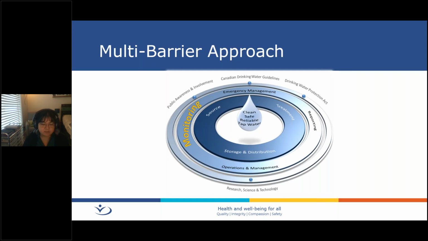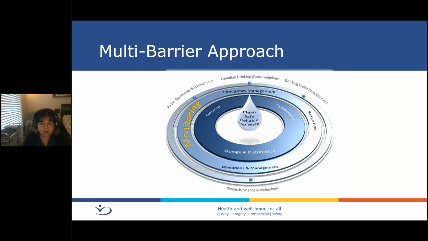Many of you probably have seen this diagram. In drinking water, we use the multi-barrier approach as the industry standard. The overall goal is to achieve clean, safe, reliable drinking water, as shown in the middle in the water droplet there. Each layer is a different protective or preventative measure to help achieve safe drinking water. The approach takes all risks and threats into consideration and makes sure there are multiple barriers in place to either eliminate the risk of threats or reduce the impact from these risks.